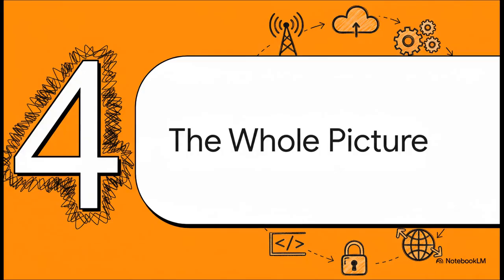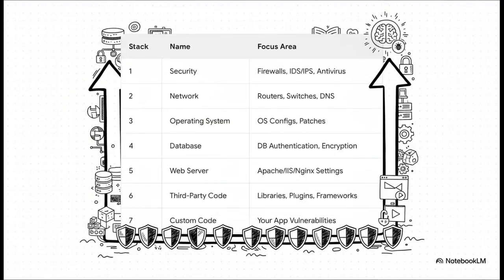Okay, that was a whirlwind tour through all 7 layers, from the physical network all the way up to the application code. So now let's pull back and put all these pieces together. This is it. This is the complete cheat sheet for the 7 stacks, all in one place. You can really see how each layer builds on the one before it, right? The security controls protect the network, the network supports the OS, and on, all the way to the top. It's a complete model for how to think about IT security.